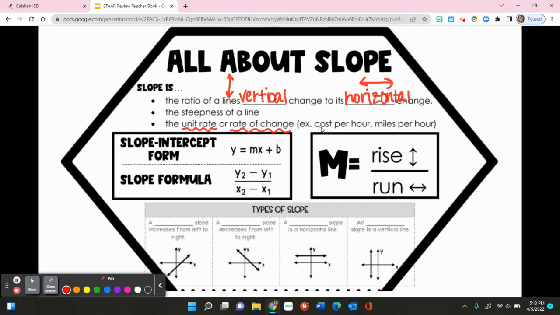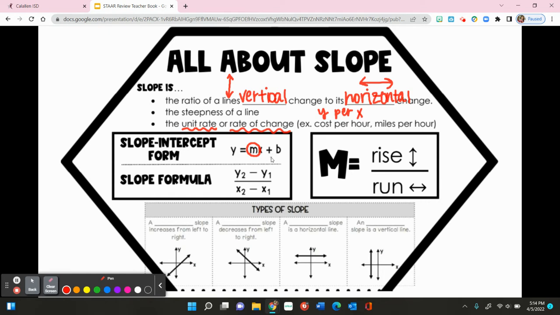So, for example, here we have cost per hour and miles per hour. So this is always y per your x. That's just in case you were curious. Now, in slope intercept form, your slope is the m, and we'll talk more about this in the video going over y equals mx plus b. M is the slope in the y equals mx plus b formula.